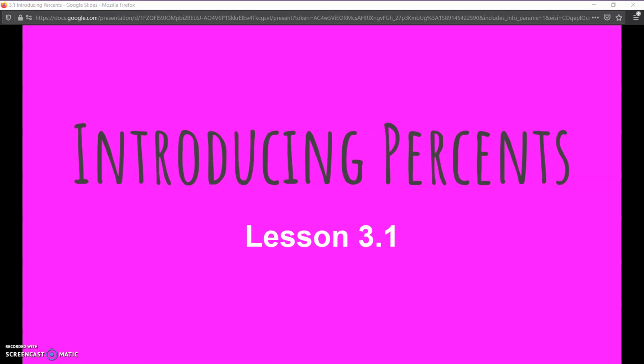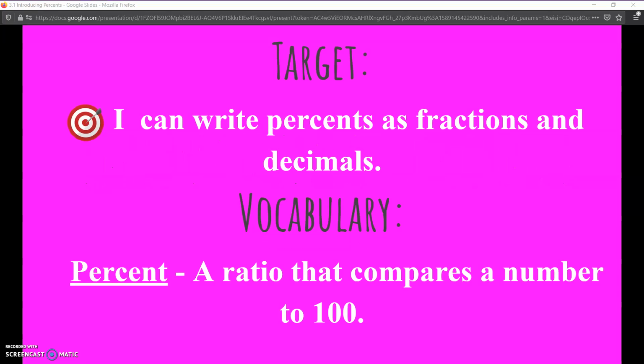Welcome to Block 3, Lesson 3.1, Introducing Percents. Our target for the day is that I can write percents as fractions and decimals.